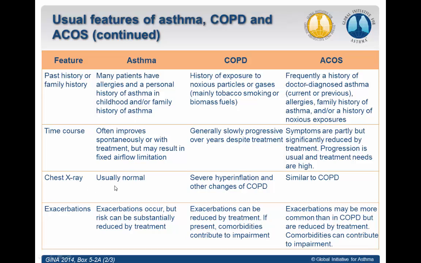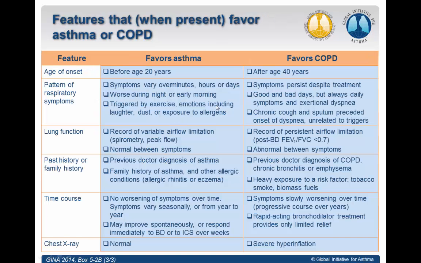The chest X-ray for asthma is completely normal, and in COPD it tends to have hyperinflation and flattening of the diaphragm and increased AP diameter. But remember, if you're going to separate chronic bronchitis from emphysema, on the chest X-ray in chronic bronchitis, the AP diameter is normal, and on the chest X-ray in emphysema, the AP diameter is increased. The exacerbations in asthma occur if you are exposed to the allergen and are reduced by treatment. In COPD, and the combination, it is also reduced by treatment, but is associated with a lot of comorbidities that asthma doesn't tend to have.